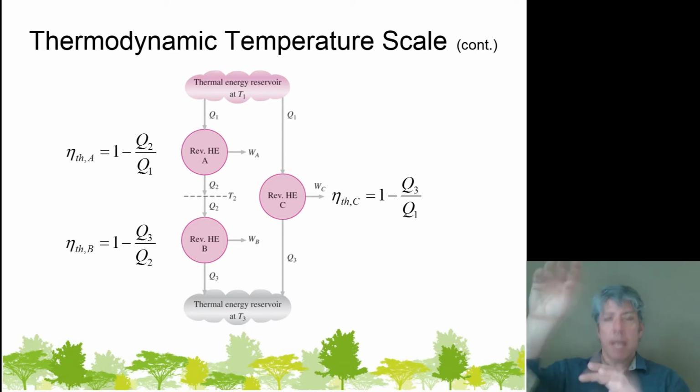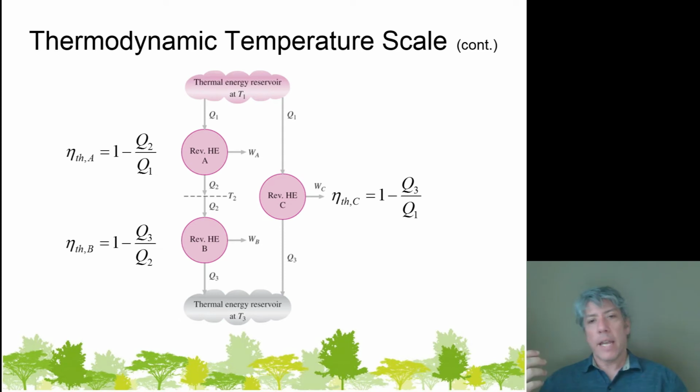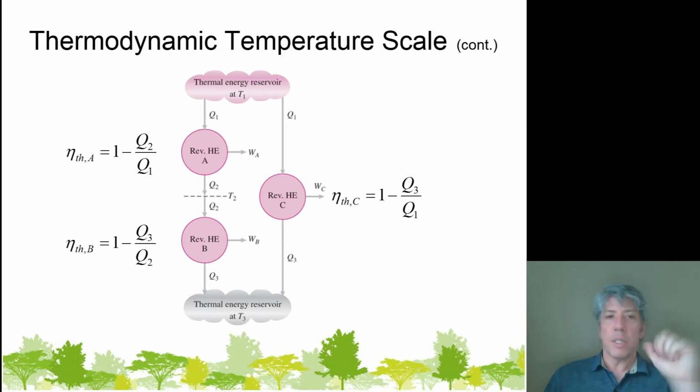So we've got the same thermal energy reservoirs, high and low, but we've got one heat engine on the right, heat engine C, and two on the left. On the right hand side, the thermal efficiency of this reversible heat engine will just be 1 minus Q3 over Q1, where Q3 and Q1 are the two heat flows across that heat engine. On the left-hand side, we're going to put two heat engines in series with one another, heat engine A and heat engine B, both still reversible. The waste heat from heat engine A is going to drive heat engine B. It's going to be the thermal energy source for heat engine B.